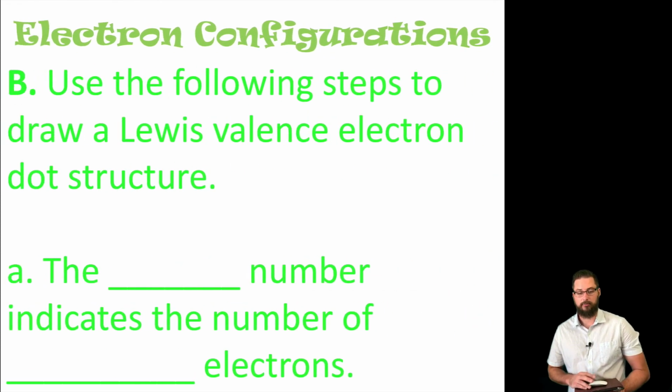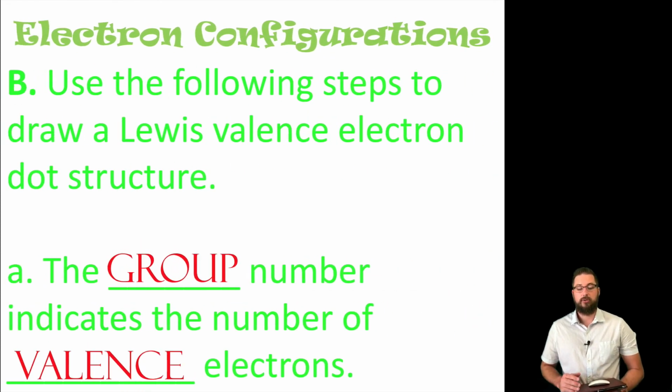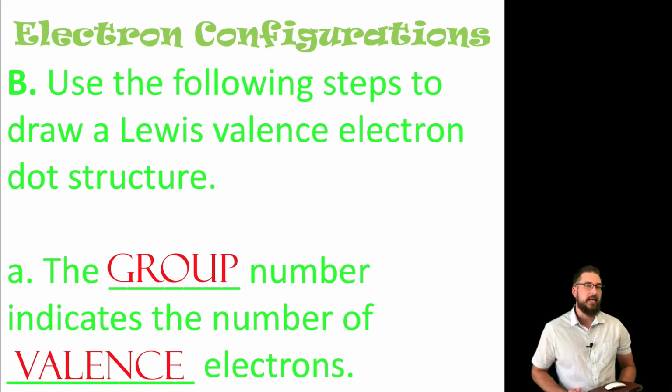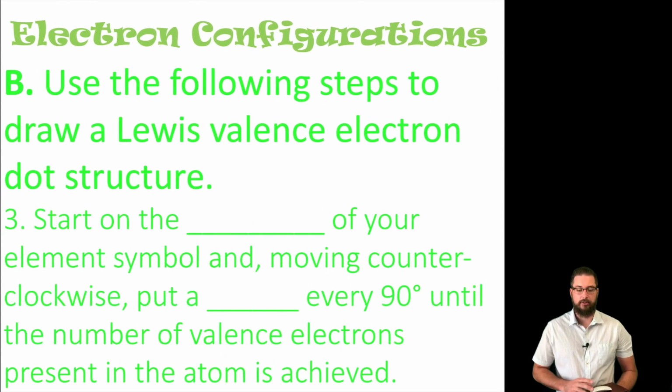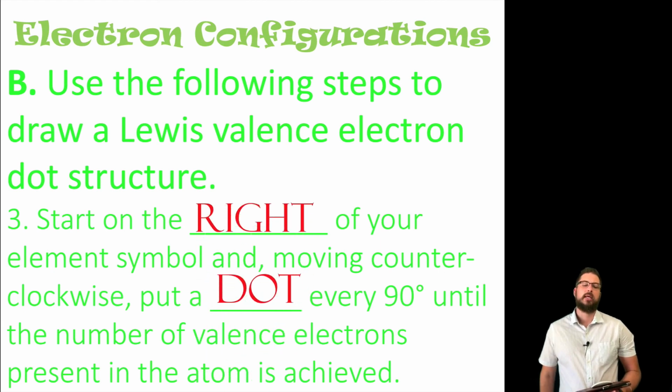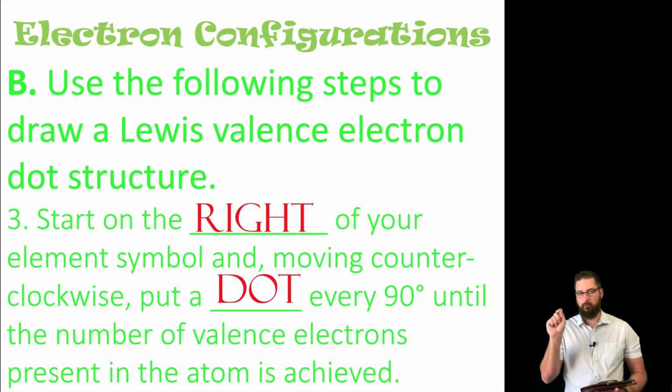Once you determine the group number, that happens to be the number of valence electrons. If you look at fluorine, that's in 7A, so it has 7 valence electrons. Then you start on the right of your element and move counterclockwise, putting a dot every 90 degrees. After you've put 4 dots, you start to pair up those dots. For example, if we had 5 valence electrons, we go 1, 2, 3, 4, and then we pair them up.